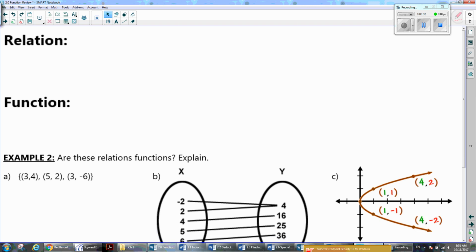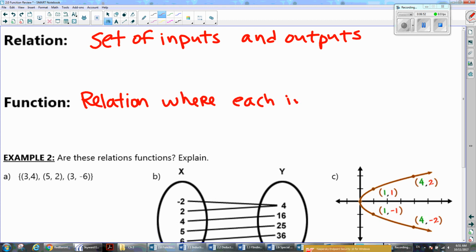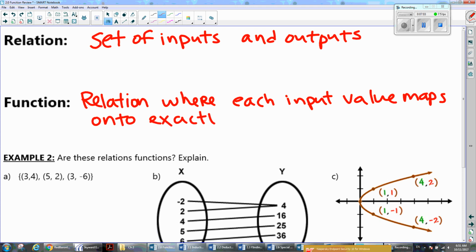Okay, a relation is just a set of inputs and outputs. You have x's, you have y's. For a function, that's a relation. You have inputs and outputs, where each input value maps onto exactly one output value.